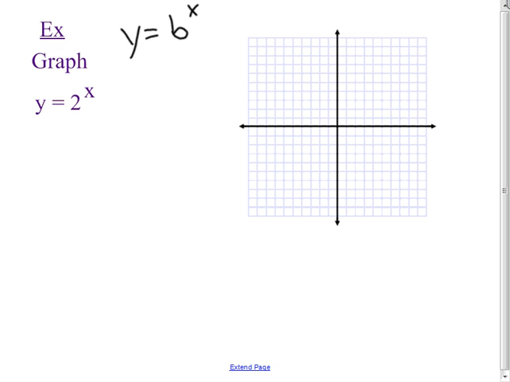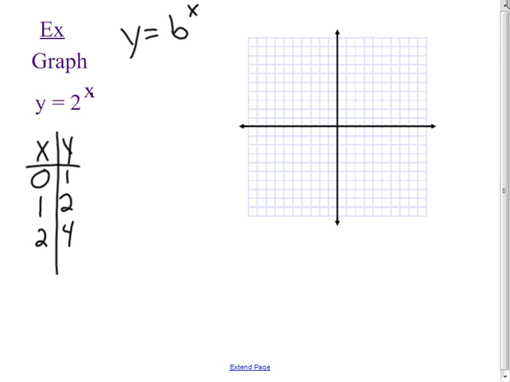So with this process, I'm just doing my parent. My parent function is always plugging in 0. 2 to the 0 is 1, always, no matter what. And then I'm going to plug in my 1 for x, and 2 to the first is 2. There's my 2 points. Again, for that parent piece, if you want to go one more out and put a 2 in there, 2 squared is 4, it might just make it a little easier to see how quick it's growing versus just those 2 points.